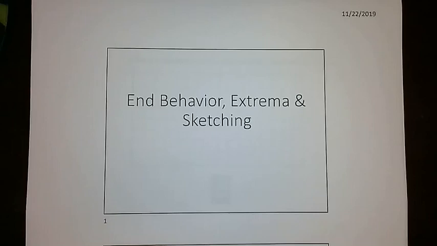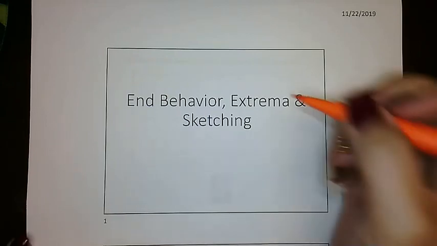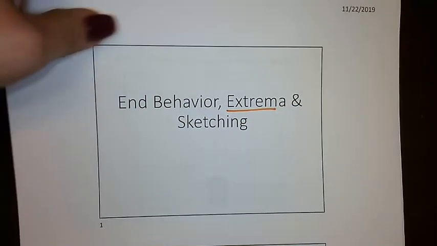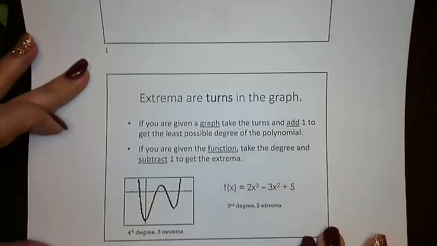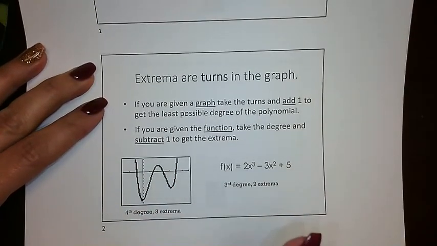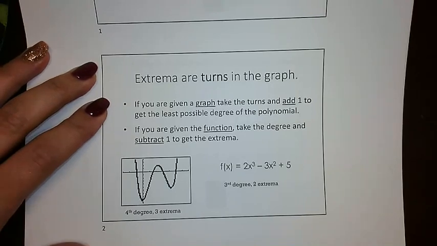So we talked about a few characteristics before. Now we're going to talk about just a few more characteristics of polynomials. We're going to first start looking at extremas, and this is something we've already discussed. Your extremas are your turns in your graph. So if you're given the graph, you take the amount of turns you have, add 1 to get the least possible degree of the polynomial.